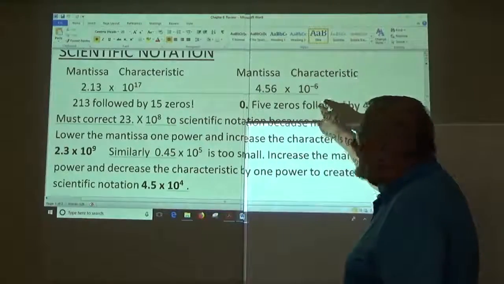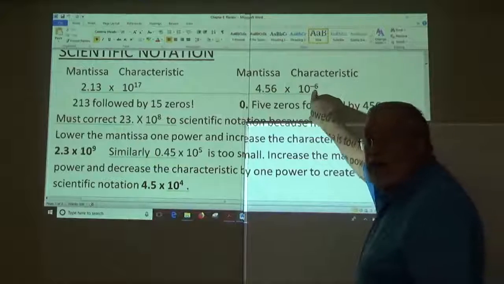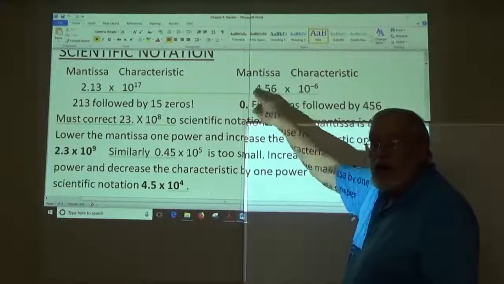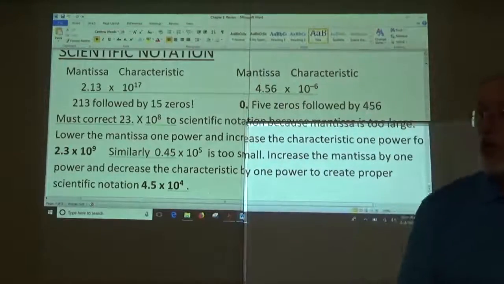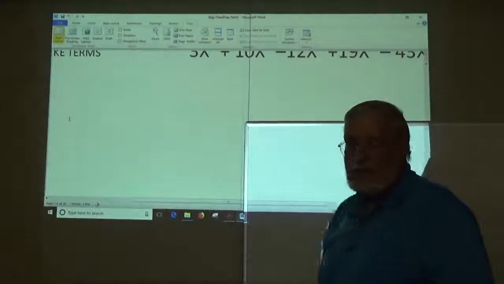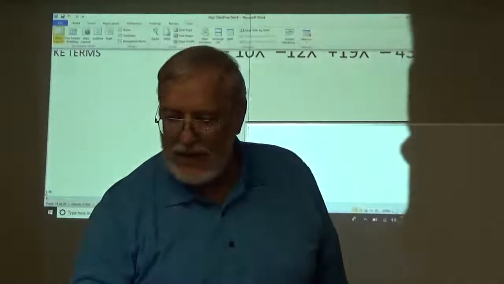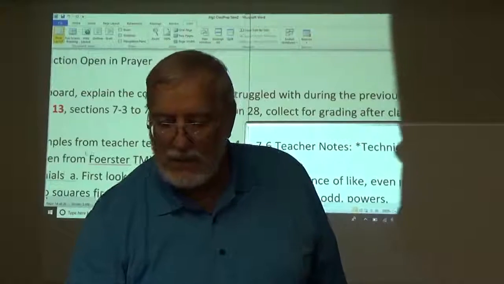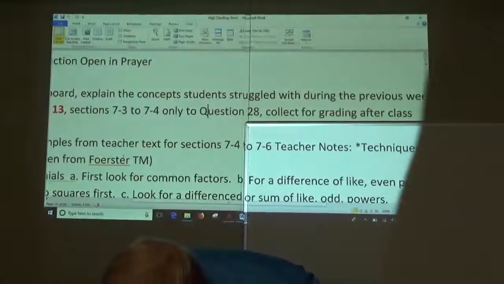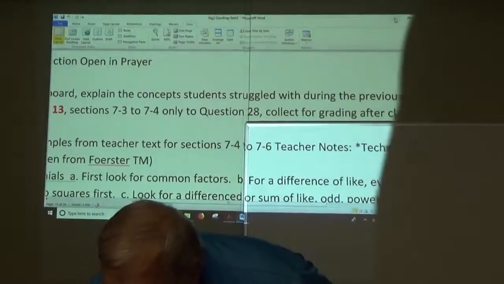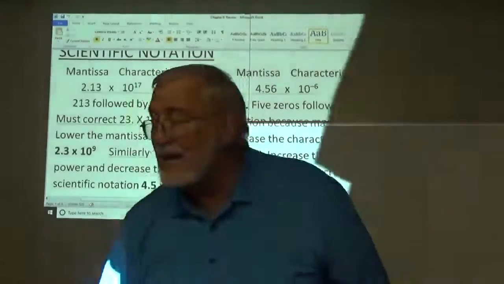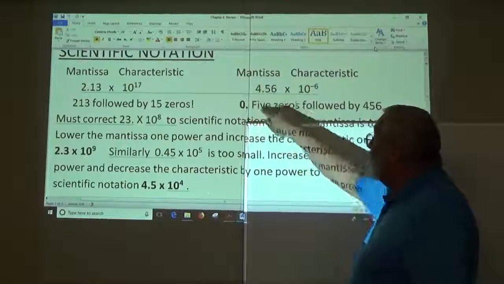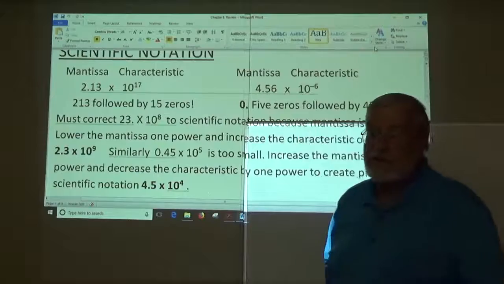The same thing would be true here. I'm going to move it six places, right? I have to jump the 4, and so I'm going to put 5 zeros in front of the 4. So I'll have point, and then I'll have the 5 zeros, and then 4, 5, 6.